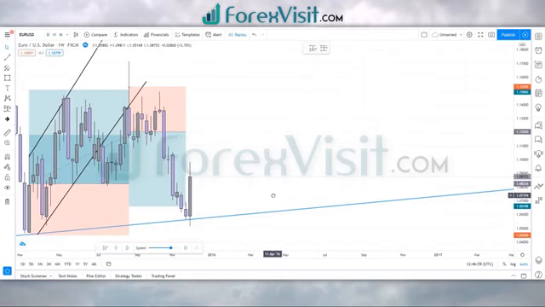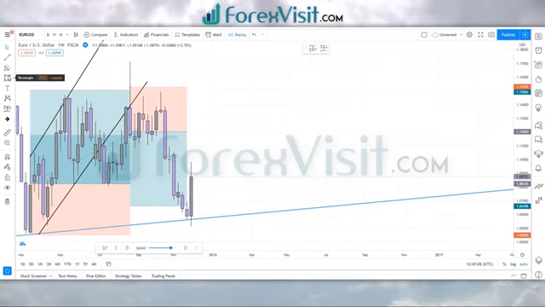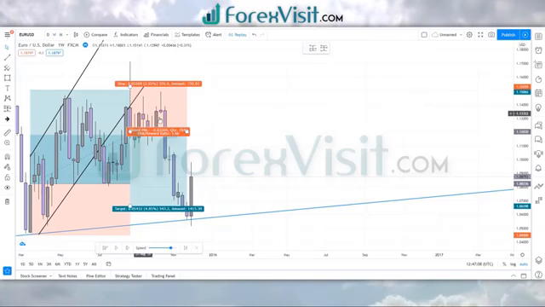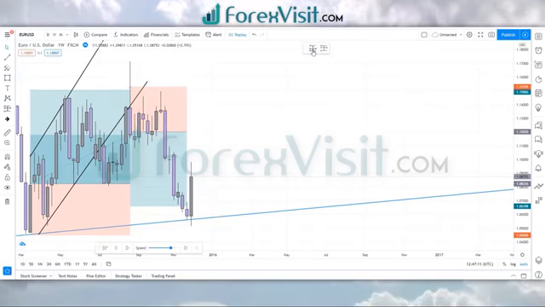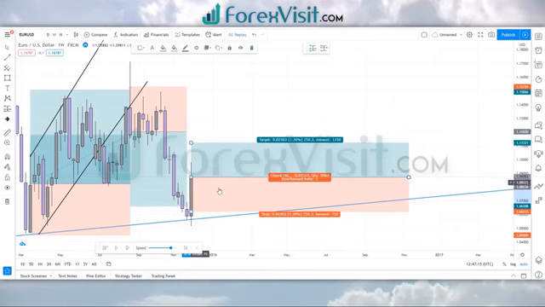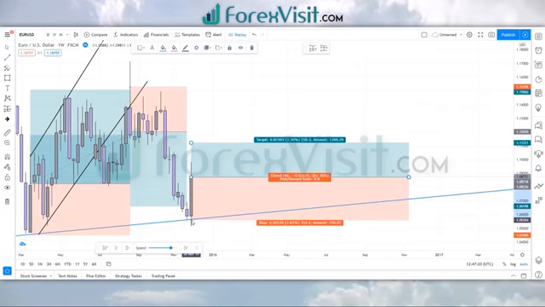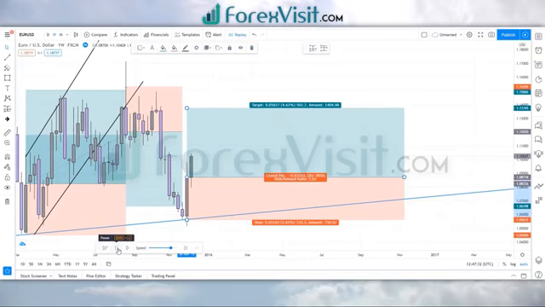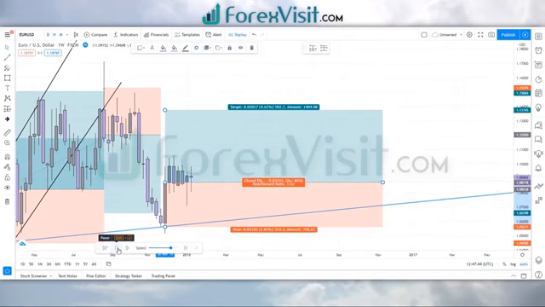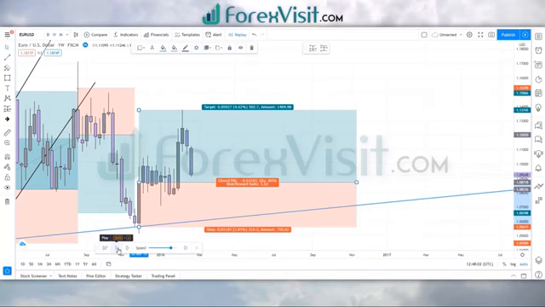Here you will see that the candle got rejection through our major supportive trendline a second time, and a bullish engulfing candle formed. So here we place a buy trade. We won this trade too.